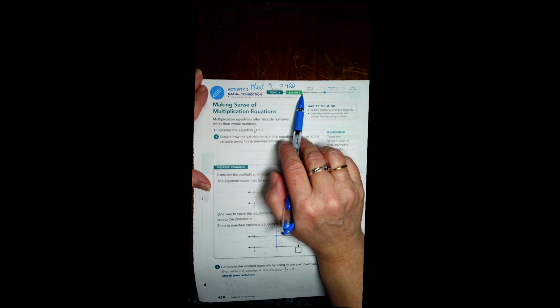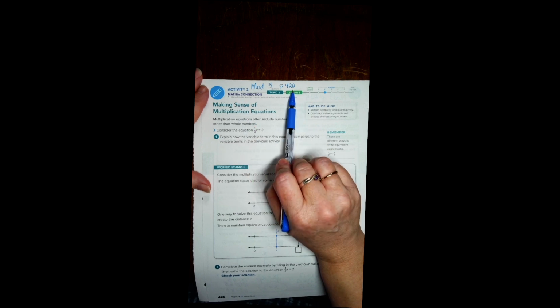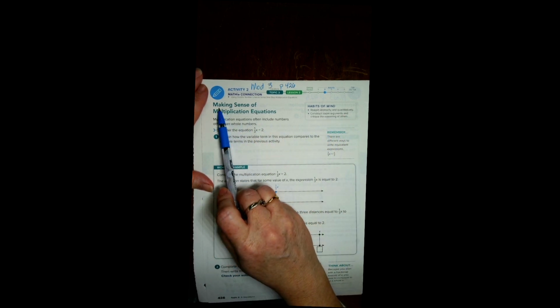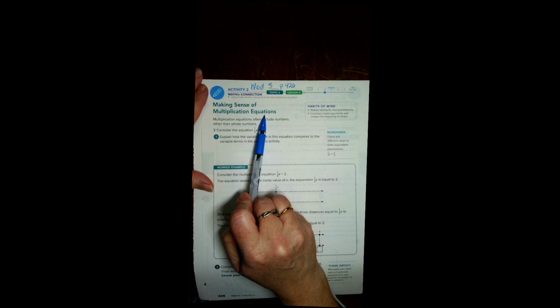Welcome back. We're continuing Module 3, Topic 2, Lesson 3. We're on Activity 2 on page 426. Habits of mind: reason abstractly and quantitatively, construct viable arguments, and critique the reasoning of others. Making sense of multiplication equations.